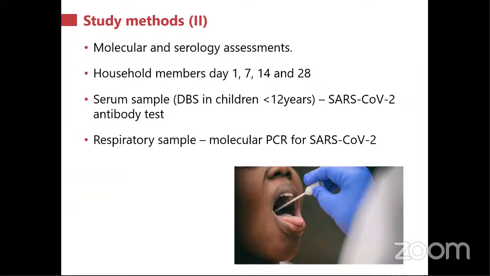We have also included molecular and serology assessments. These are being done at the Burnet Institute in Melbourne, Australia, and household members of COVID-19 contact index cases will be molecularly and serologically assessed at day 1, 7, 14, and 27. In children, we do DBS as well as serum samples, including under 12 years of age, and antibody testing. And then we take respiratory samples with molecular PCR for SARS-CoV-2.